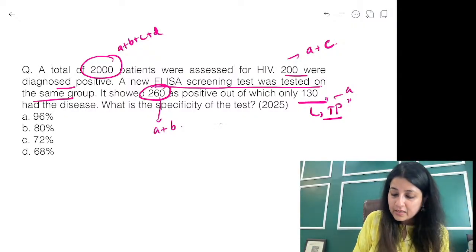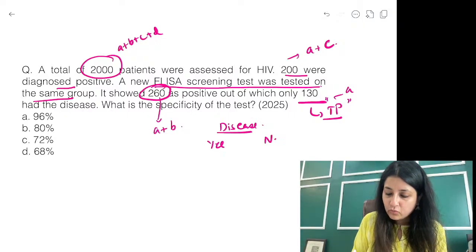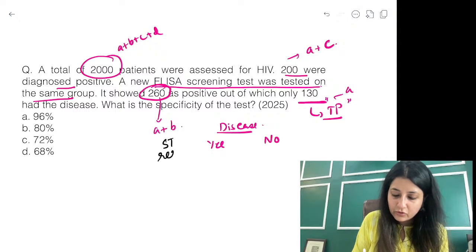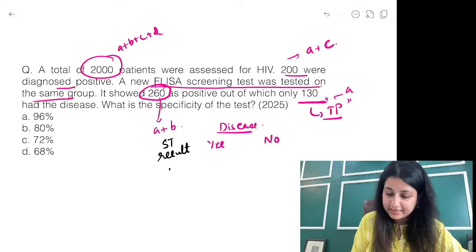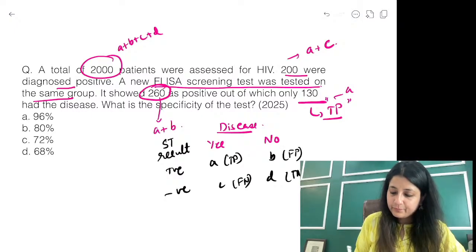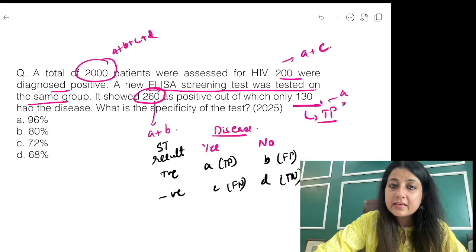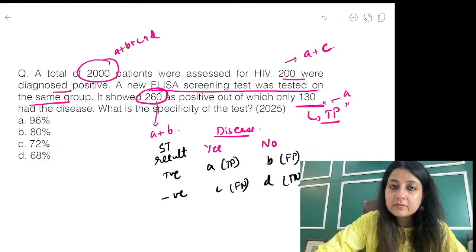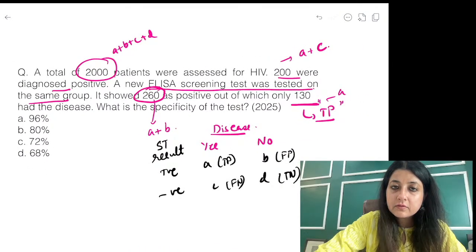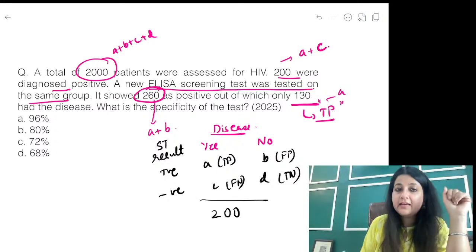Now see, your disease is always on the column side, so this is yes, no, and your screening test result is always on the row side, positive, negative. We just learned the order A, B, C, D. A is TP, B is FP, FN, and all negatives in the second row. Clear? Now I said that 200 are diagnosed positive, so my 200 is here.